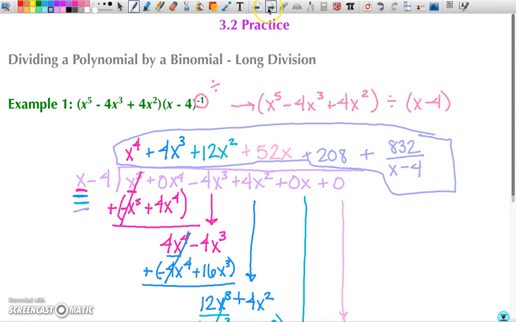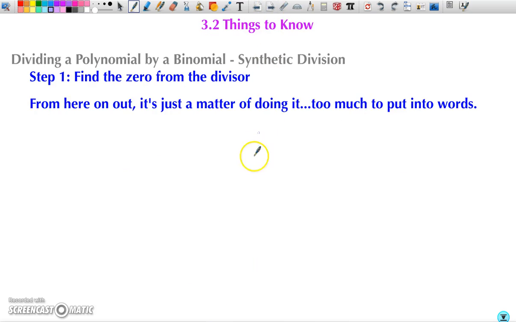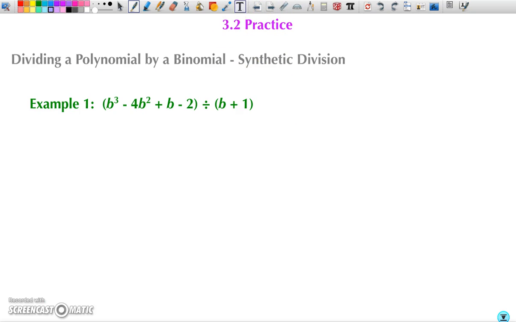All right, so I'm going to actually skip this second example, and I'm going to go right into synthetic division, just so you can get it done and not have a whole second video to watch. All right, so in this one, using synthetic, it gives you just kind of a shorter process on how to get to your final answer. Basically, the first step is that you have to know what the 0 is for whatever you're dividing by, and then once you have that, it's just a matter of doing it over and over. So it's too much to put into words. It's kind of like long division, where it's just a lot and you just have to see it and do it. So I'm actually going to skip this one, and I'm going to give you this example instead.